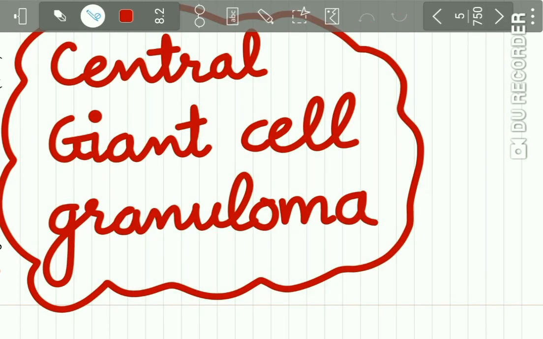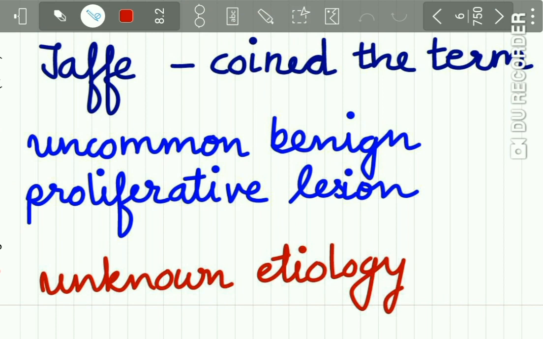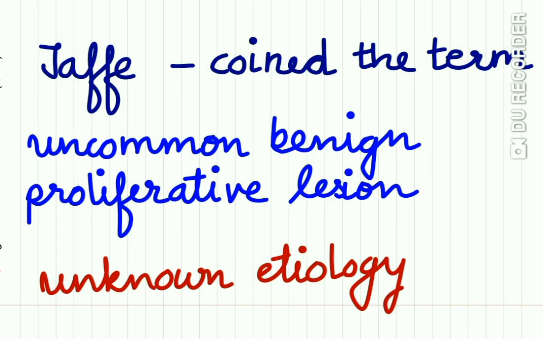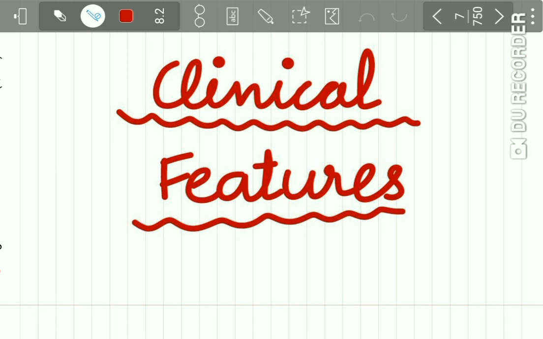Today's lecture is on central giant cell granuloma. Central giant cell granuloma, the term was first coined by Jaffe. It is an uncommon benign proliferative lesion of unknown etiology.